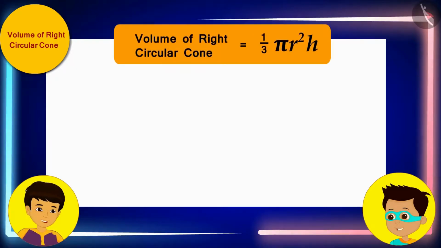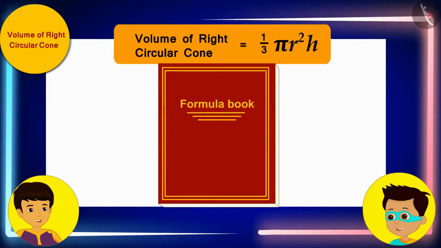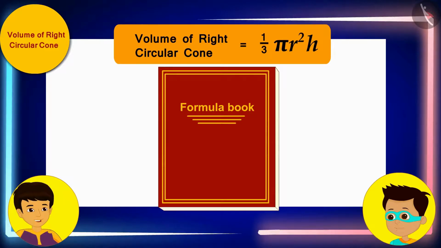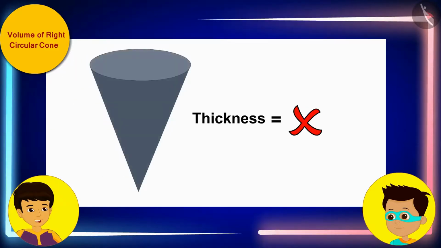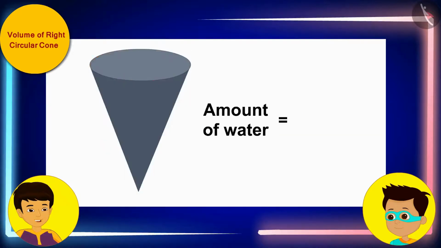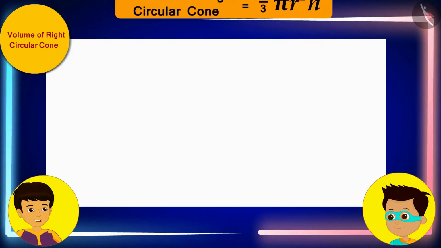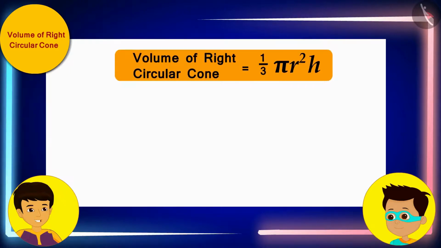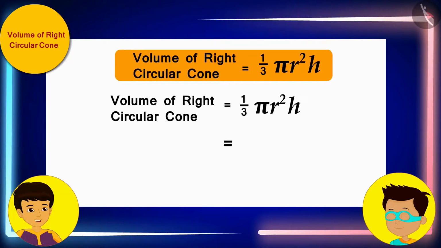Hey, wow! Manas, let me quickly write the formula for the volume of a right circular cone in the formula book. Thomas, because the thickness of your conical vessel is very small, we can treat it as negligible. The amount of water that is encased in this conical vessel will be equal to its volume. So, now we just need to find the radius of its base in the formula for this right circular cone.